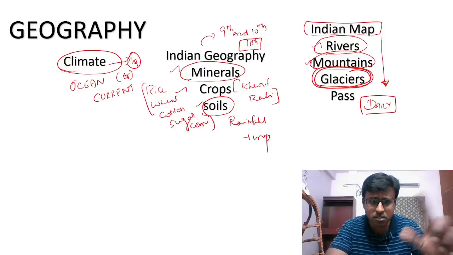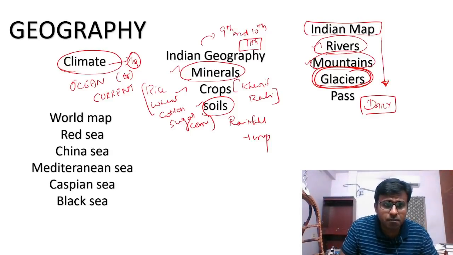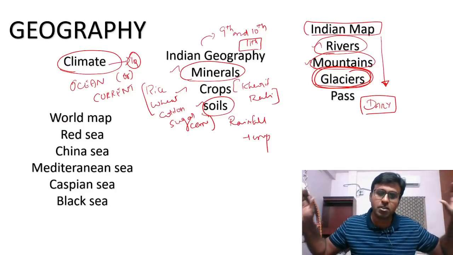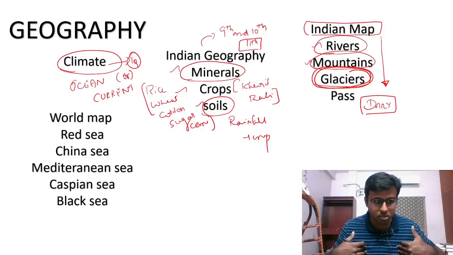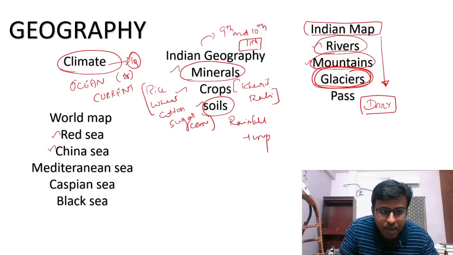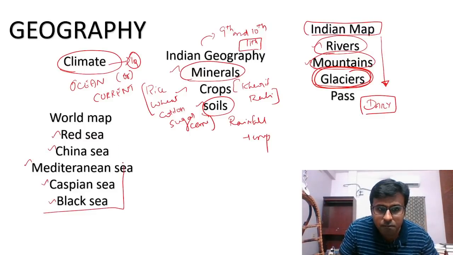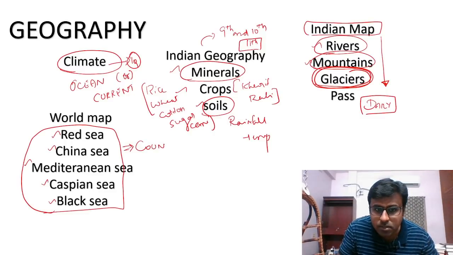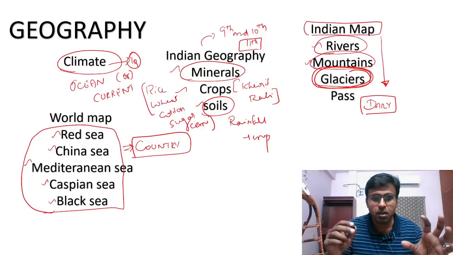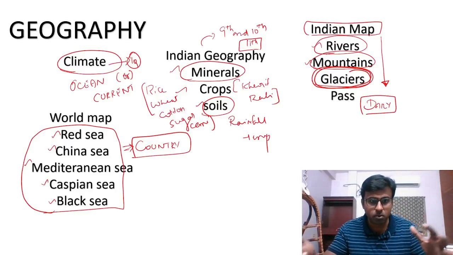Okay. Next, world. So in world, see, world map la what you have to read is, world map is large, you have to read so many things. But my suggestion would be you should know where is this Red Sea, where is China Sea, where is Mediterranean Sea, where is Caspian Sea, Black Sea. In the first 5 seas you read, and you should know which are all the countries surrounding these seas. இதுதான் key.